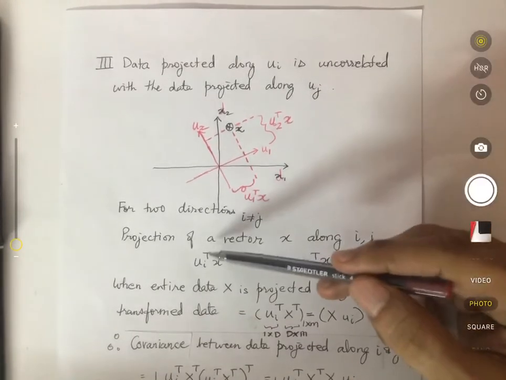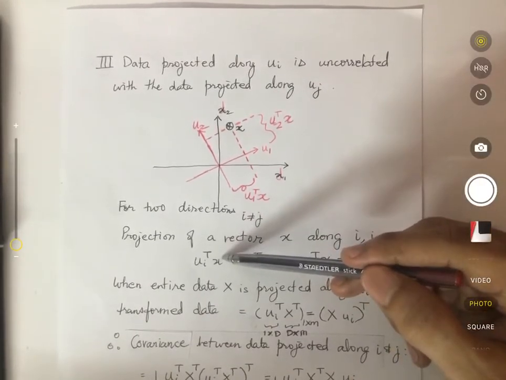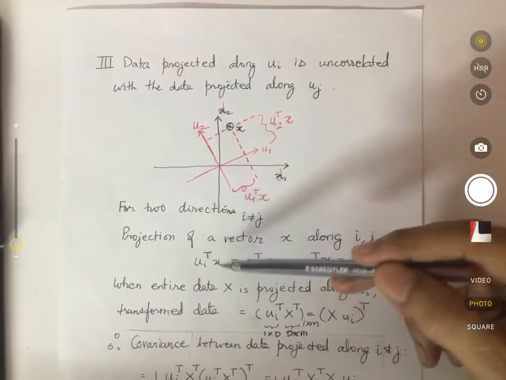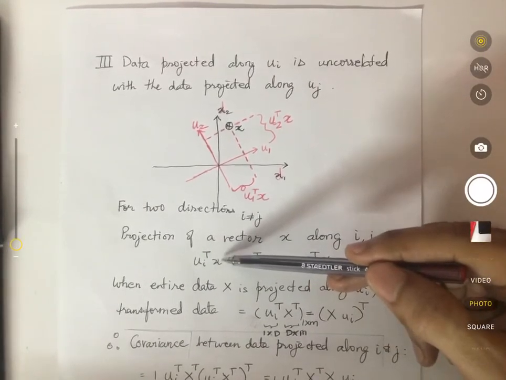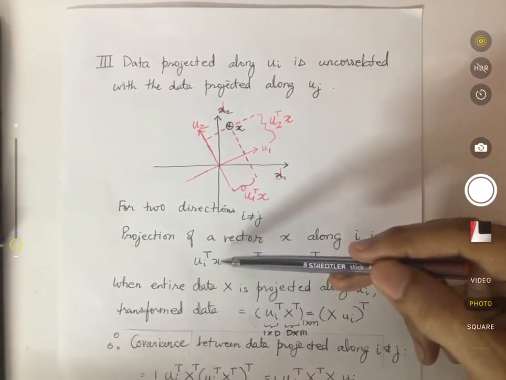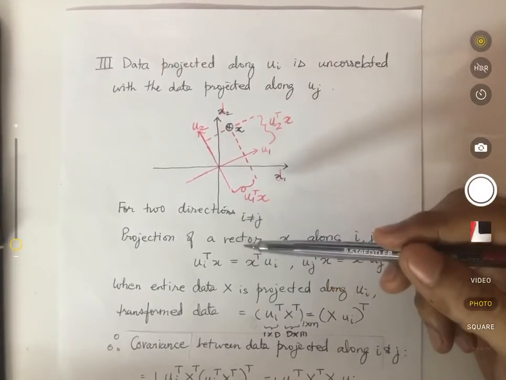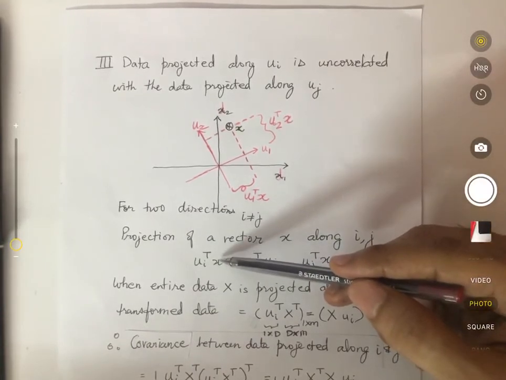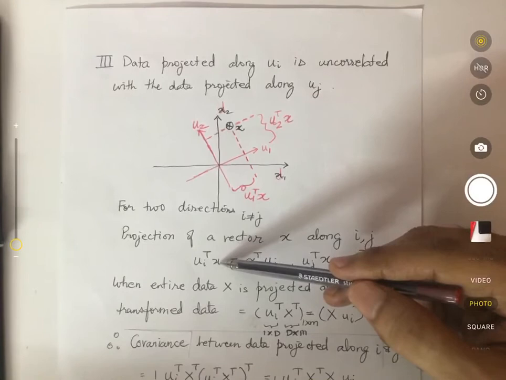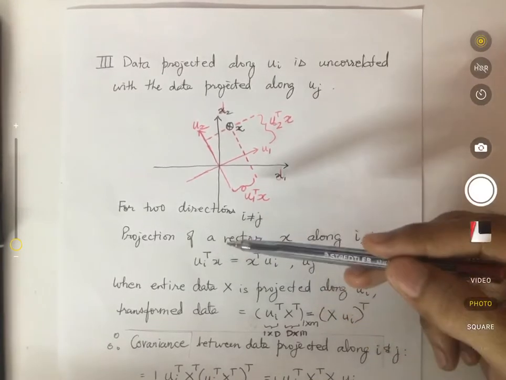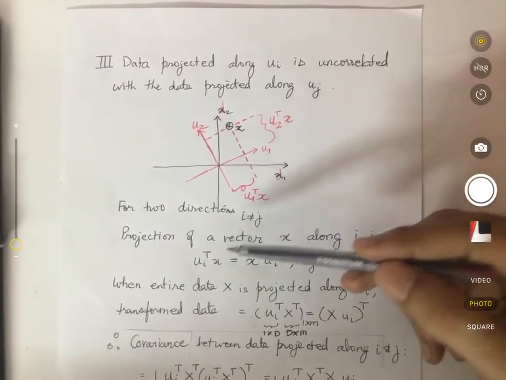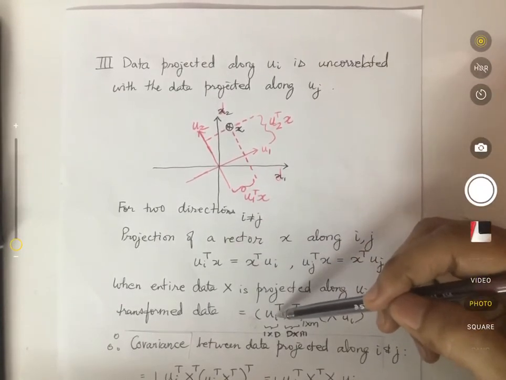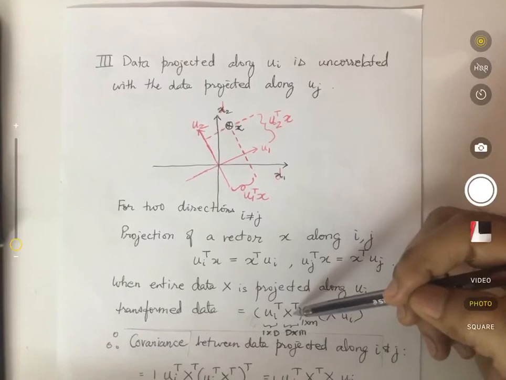So you see that this is a row vector and this is a column vector. Always when you do a dot product, the first one has got to be a row vector and the second one has got to be a column vector. In this case I've just projected x along ui, but now I want to project the entire data. So in order to project the entire data, I would need to take a product of ui transpose x transpose.